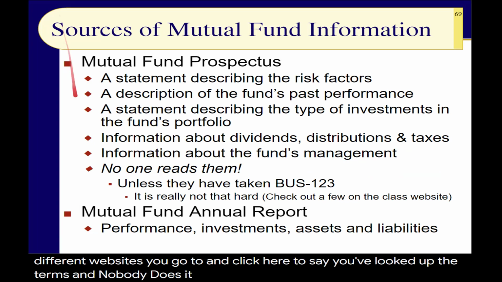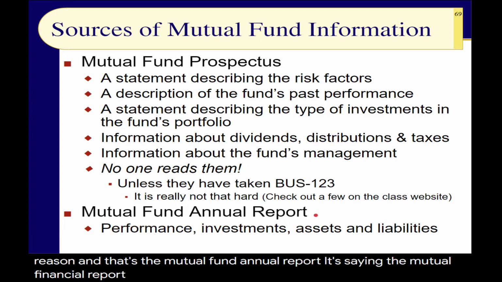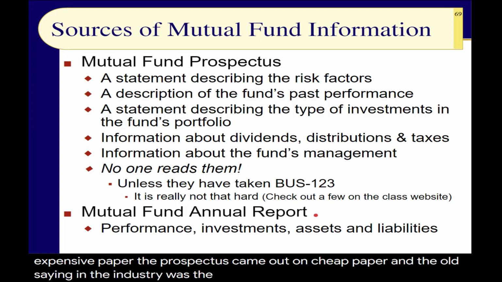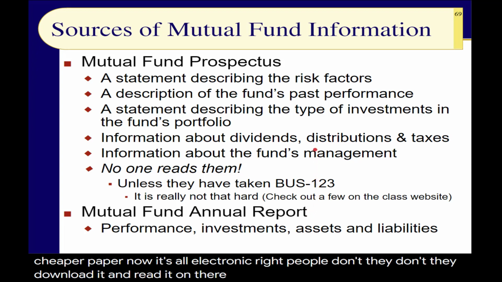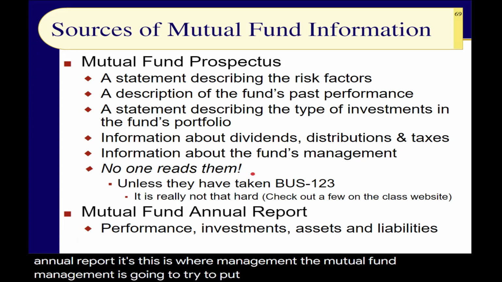Nobody does it. The one document that's a lot easier to read is the mutual fund annual report. That's the old saying. The mutual fund annual report typically came out on very glossy, beautiful, expensive paper. The prospectus came out on cheap paper. And the old saying in the industry was, the more important information is on the cheaper paper. Now it's all electronic, right? People download it and read it on their cell phone or whatever. So do read the annual report. This is where the mutual fund management is going to try to put their best foot forward.